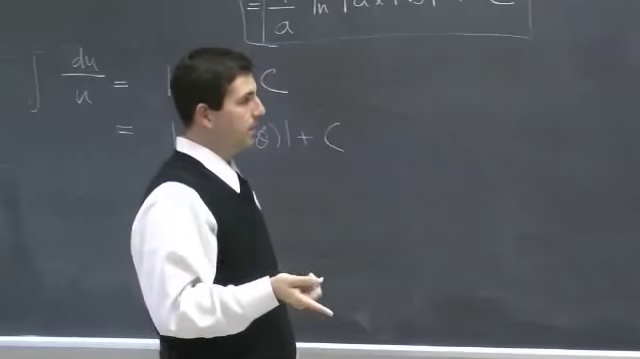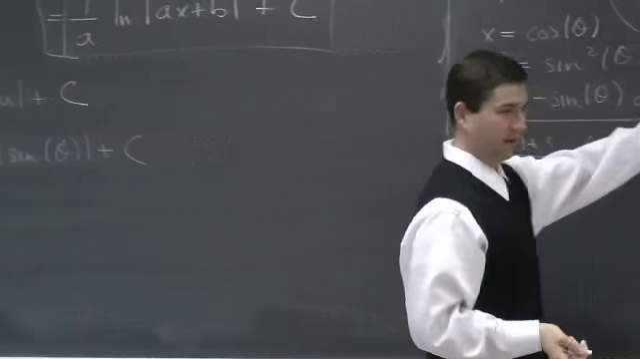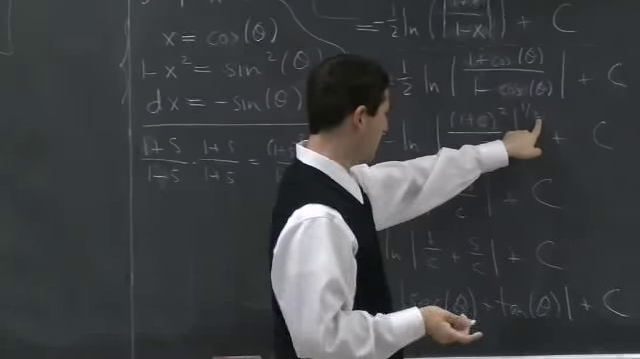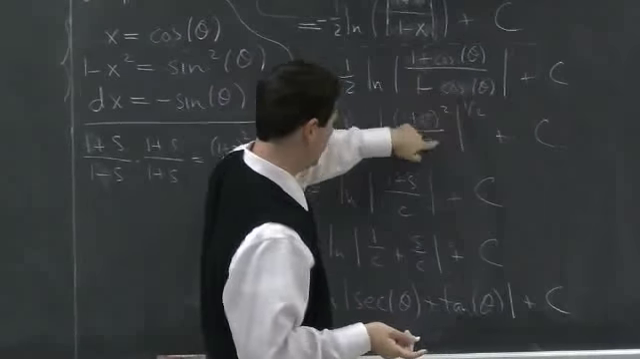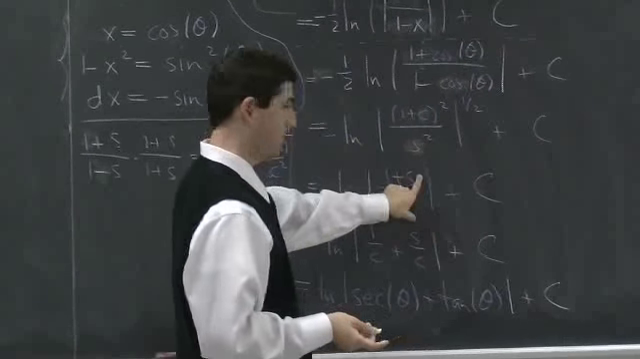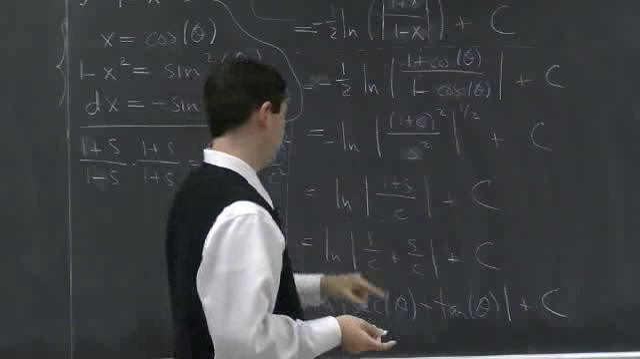Now in the next step, we took this half that had been sitting out front and put it up top so that we could kill these 2's. Right? So we kill those 2's.